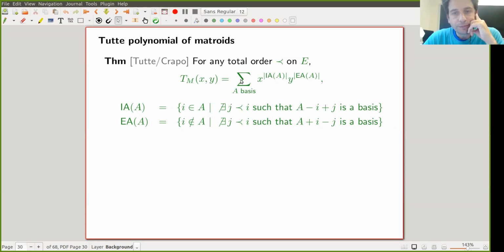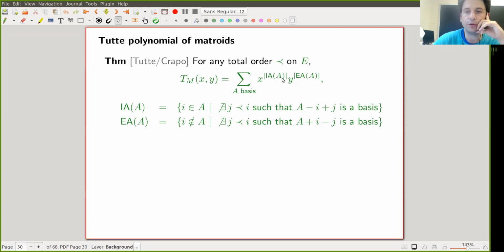And then the Tutte polynomial defined by Tutte is the sum over all bases of your matroid, x to the number of internally active edges, y to the number of externally active edges. So now let me explain what this means.